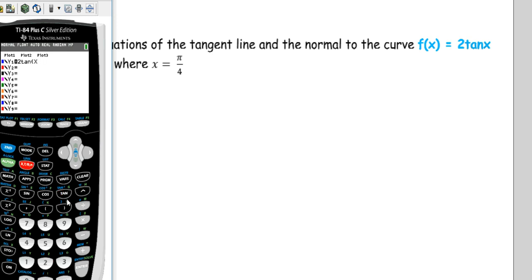2 tan x. Have a look at your window, see if your window's a bit rough. A regular tan graph, what's its period? 180, or in radians, pi. So maybe try to put in some numbers that are more like that. Like -1 up to, maybe we'll go up to 2 pi.